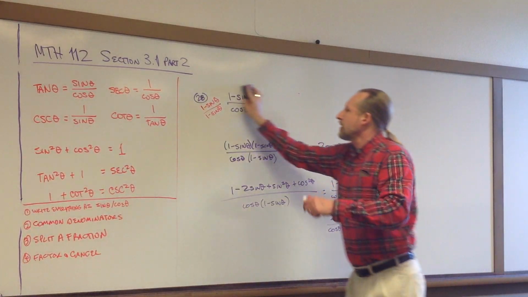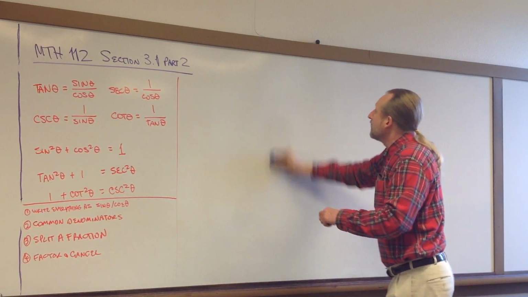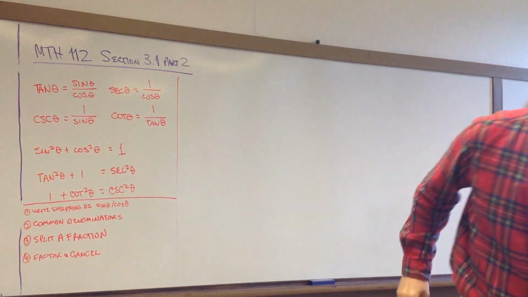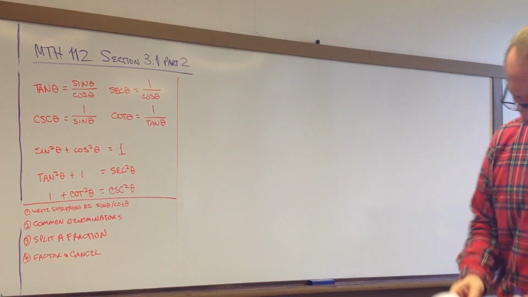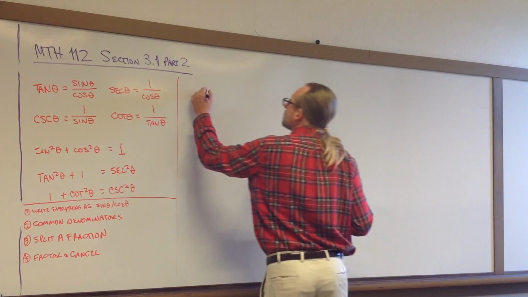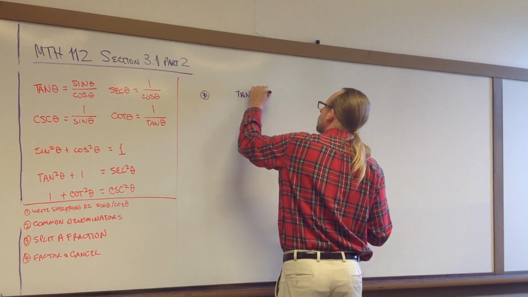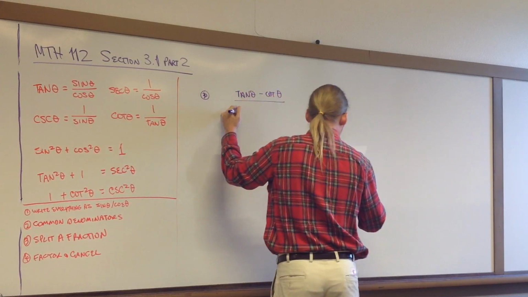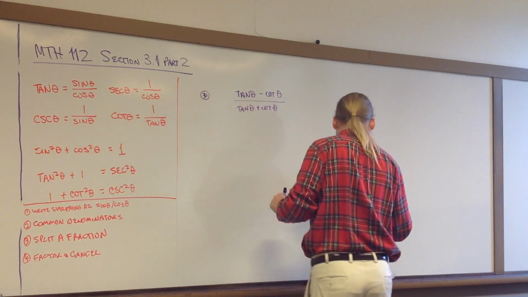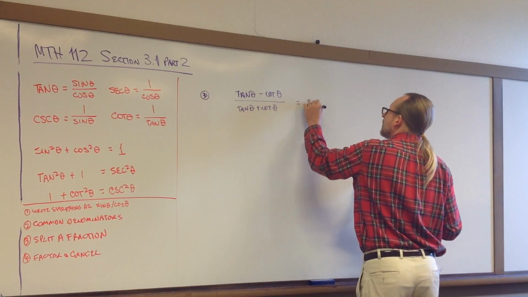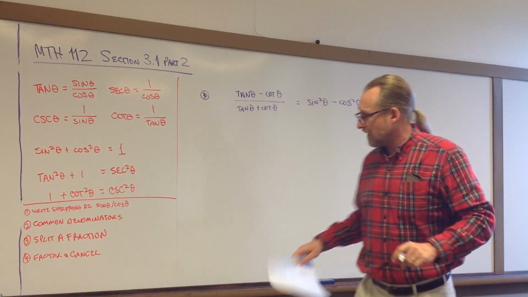Well, we've got a couple more to look at. Now let's see what they involve. Okay, problem 30. Let's see here. Tangent theta minus cotangent theta on top, and tangent theta plus cotangent theta on the bottom. And then we want to show that that's equivalent to sine squared minus cosine squared.